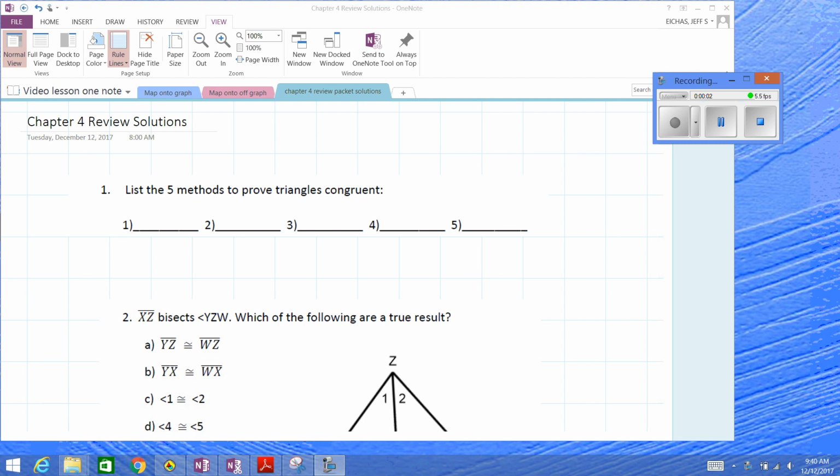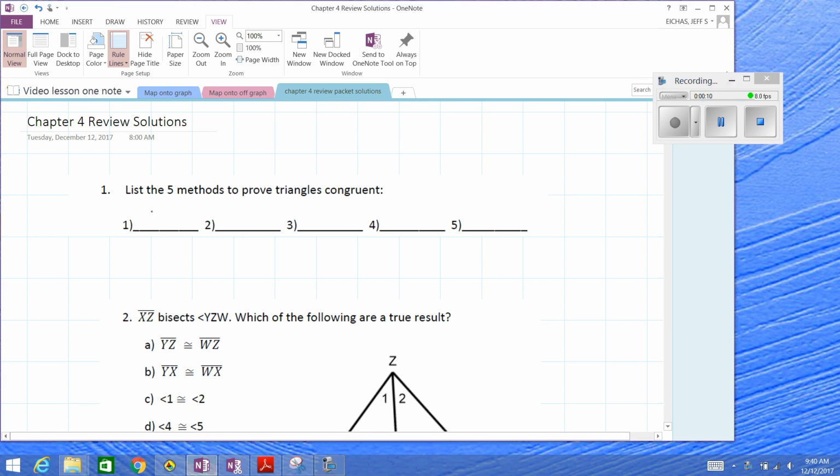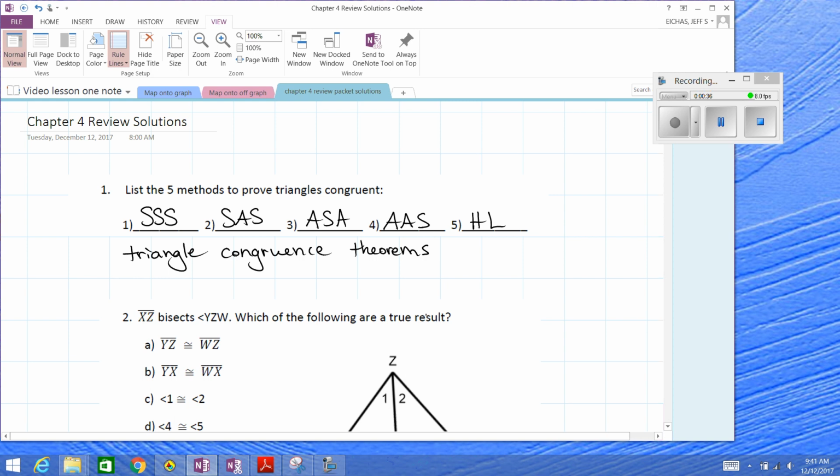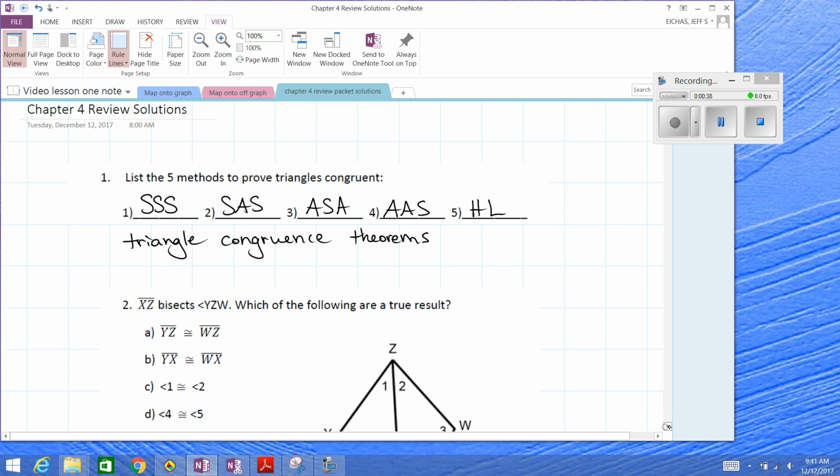So we're looking at the chapter review for chapter 4. That would be congruent triangles. The 5 methods are side-side-side, side-angle-side, angle-side-angle, angle-angle-side, and hypotenuse-leg. These are all triangle congruence theorems. Those are all the ways we can prove triangles congruent, and the ones that don't work are side-side-angle and angle-angle-angle. So these are the 5 that work.